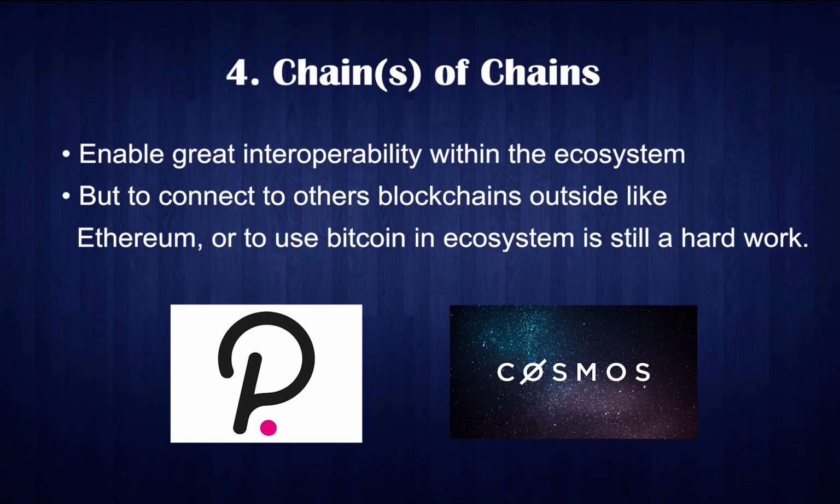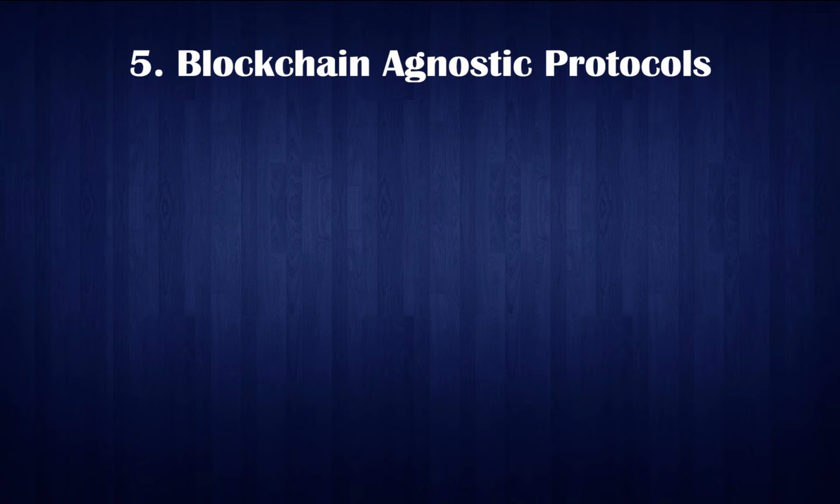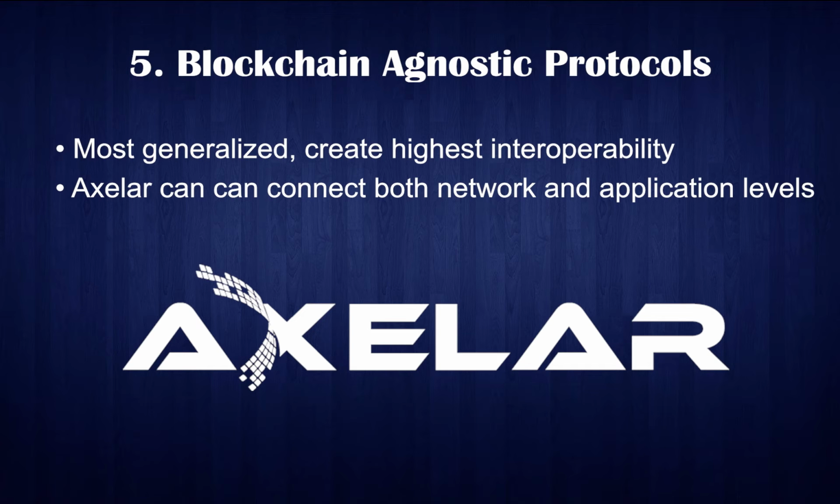Chain of chains like Polkadot and Cosmos enable great interoperability within the ecosystem, but to connect to other blockchains outside, like Ethereum, or to use Bitcoin in the ecosystem is still hard work. The last solution, which is the most generalized, is a blockchain agnostic protocol, for example, Axelar. Axelar is a collection of protocols that can solve both network and application level interoperability issues.